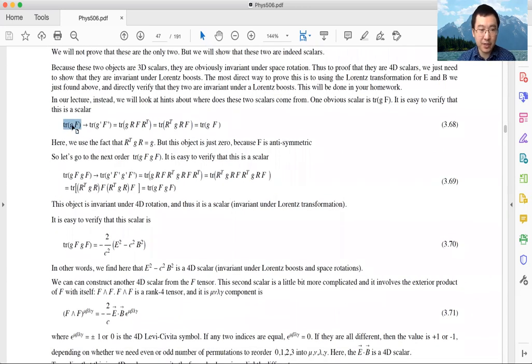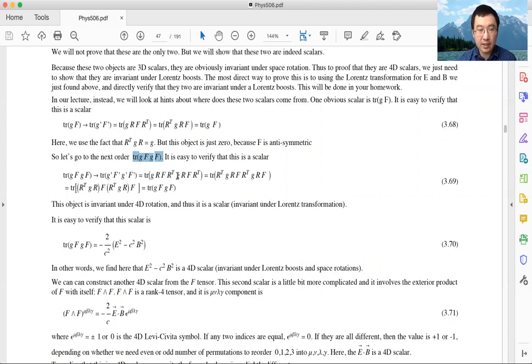The next order of this structure is GFGF: metric tensor times F tensor, times another metric tensor times another F tensor. Using the same technique, we can show this one is also a scalar. For example, under a Lorentz boost, the trace of GFGF becomes the trace of G'F'G'F'. Again, G doesn't change under the Lorentz boost and remains the same, and F changes with R multiplied on one side and R transpose multiplied on the other side. That's the Lorentz boost of F.